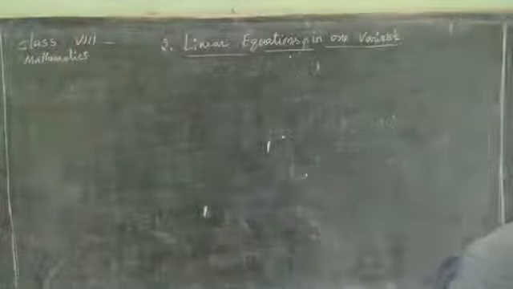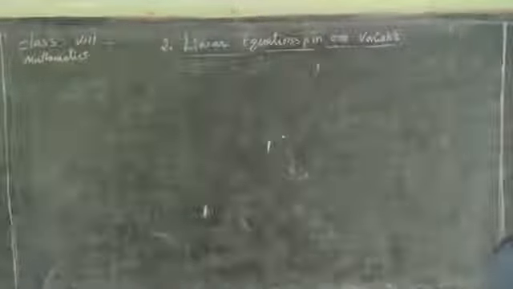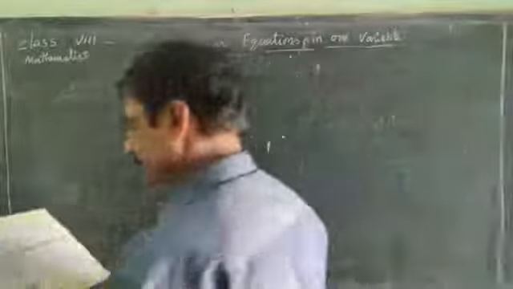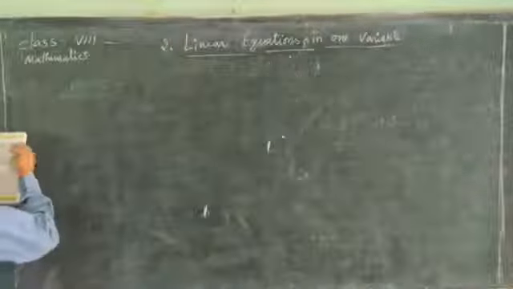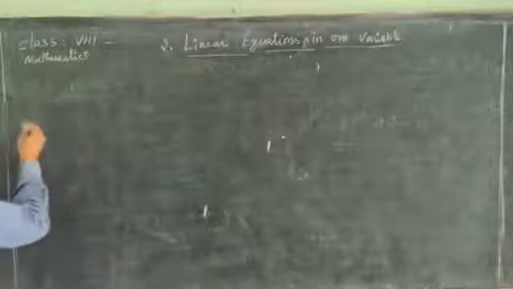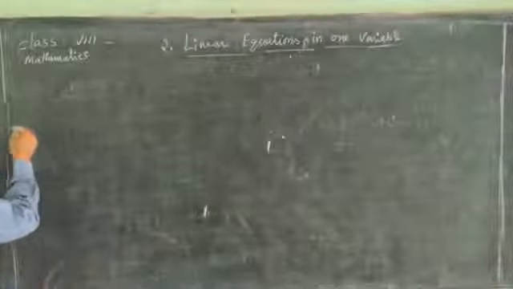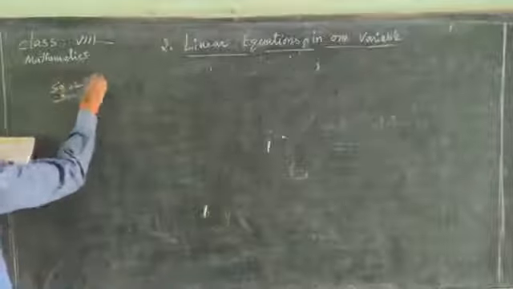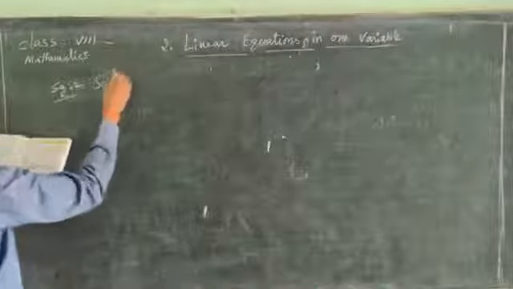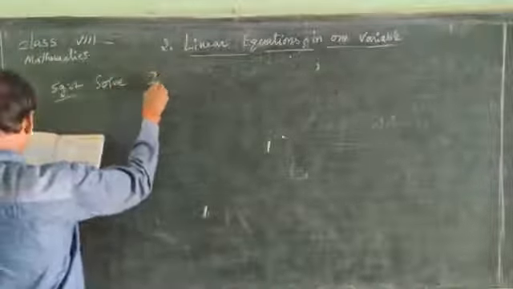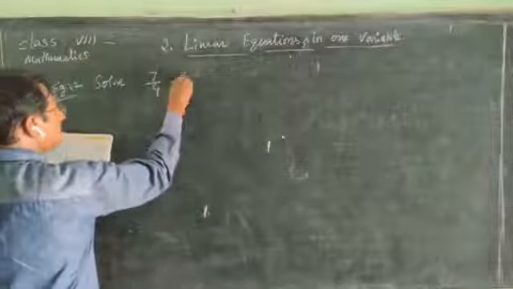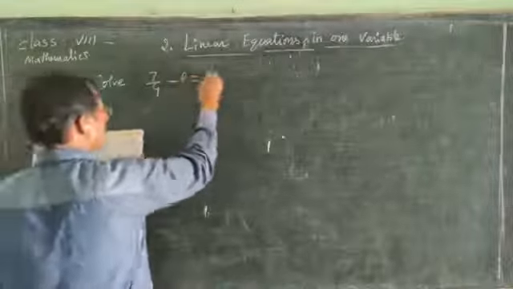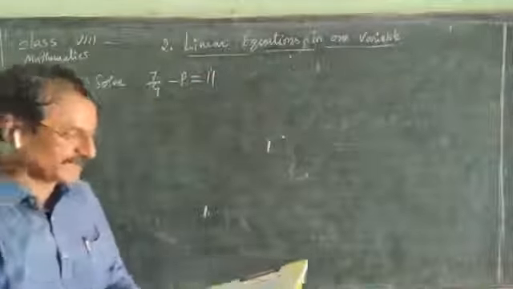Many sums are there in this exercise. See one more example sum, example 2. Solve 7 by 4 minus p equal to 11. It is another example sum.